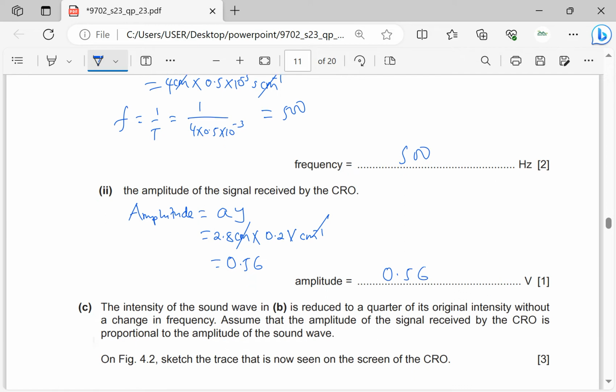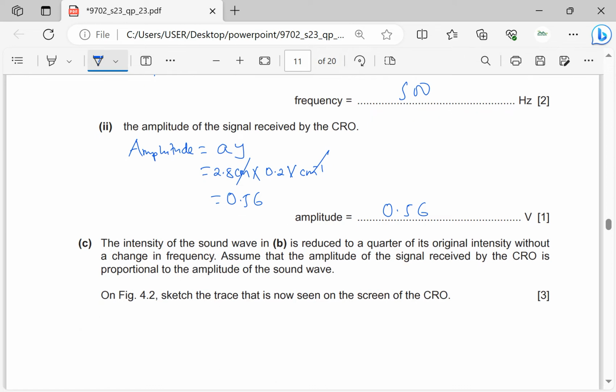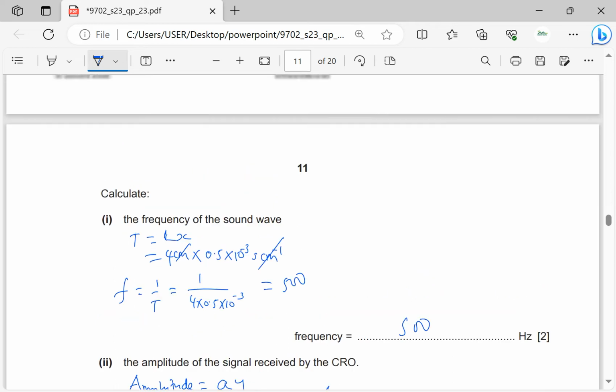Then the intensity of the sound wave in B is reduced to a quarter of its original intensity. So let the original be I. So the new intensity is going to be a quarter of I without changing frequency. So the period is the same. Assume the amplitude of the signal received by the CRO is proportional to the amplitude of the sound wave. Sketch the trace that is now seen on the screen. So we are going to sketch here.